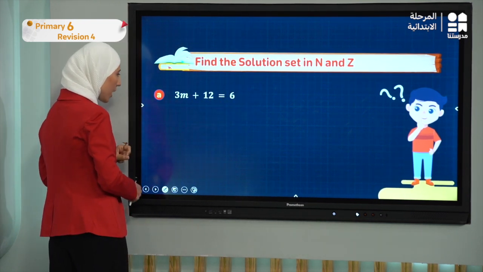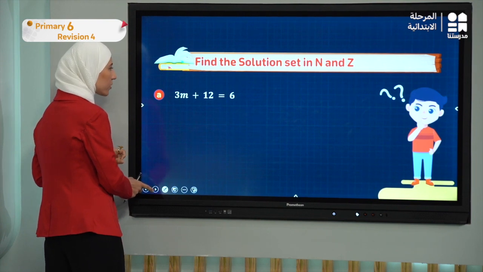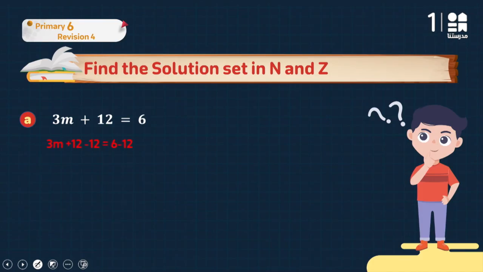So it will be 3m plus 12 minus 12 equals 6 minus 12. When I subtract 12 from 12, it simplifies to 0, so 3m plus 0 equals 3m. And 6 minus 12 gives me negative 6. So the answer I have is 3m equals negative 6.